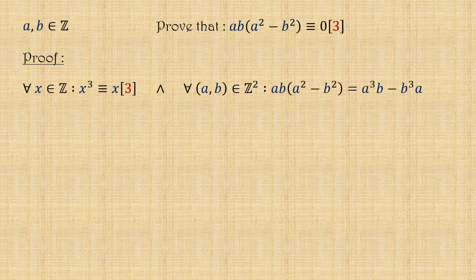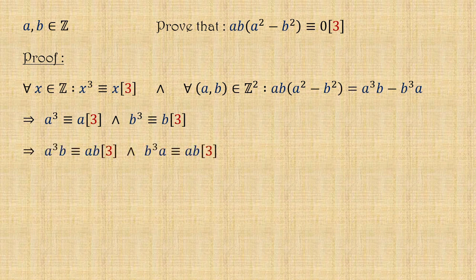Now we know that for every integer numbers a and b, a times b multiplied by a square minus b square equals a to the power of 3 multiplied by b minus b to the power of 3 multiplied by a. And as we've proved that whatever the value of the integer number x, x to the power of 3 is congruent to x modulo 3, we would have a to the power of 3 and b to the power of 3 respectively congruent to a and b modulo 3.